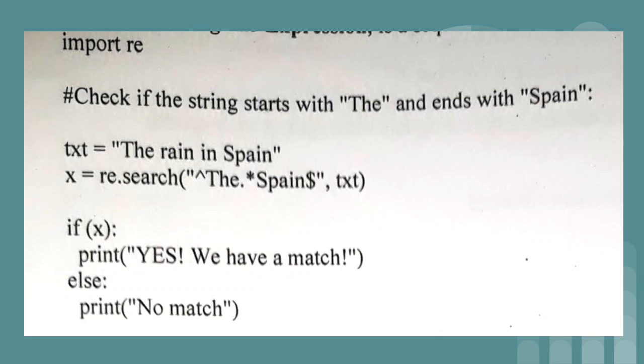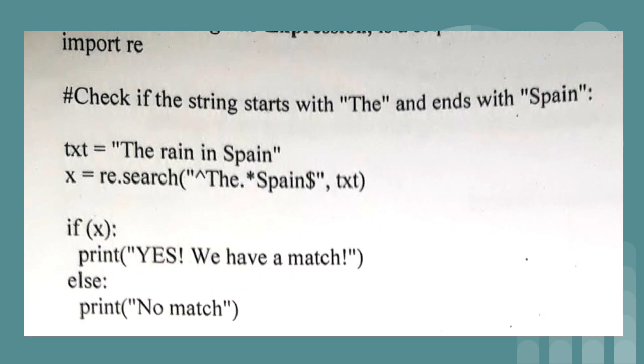So I have written if x, means if x equal to true, then the sentence which will get printed is "Yes, we have a match", else we will see the message "No match". Now in our case, what answer will we get? Definitely we will get the answer "Yes, we have a match", because our string is starting with "The" and ending with "Spain".